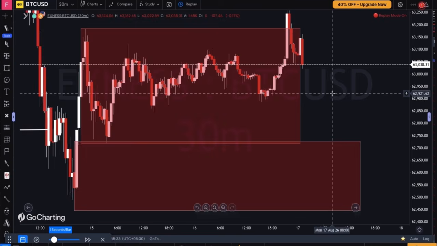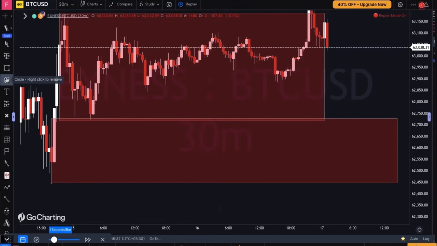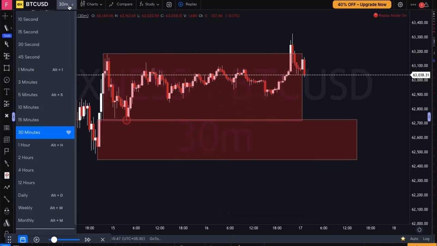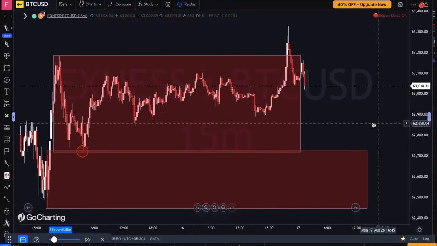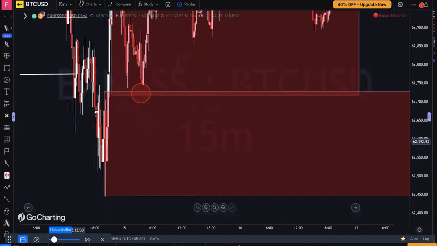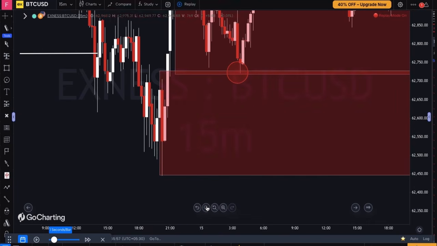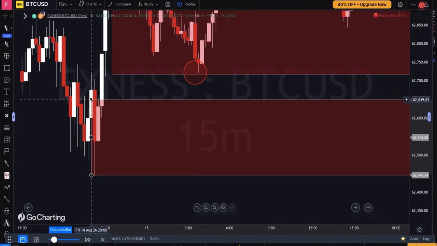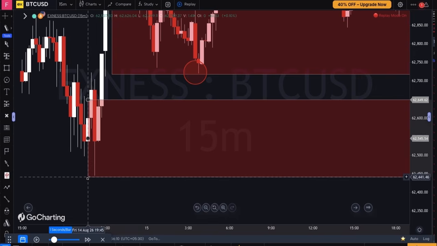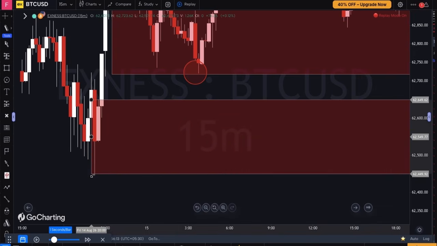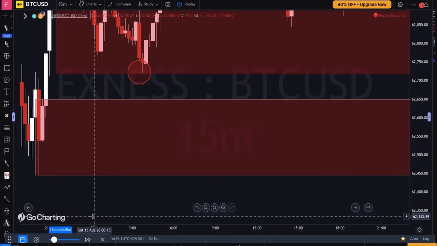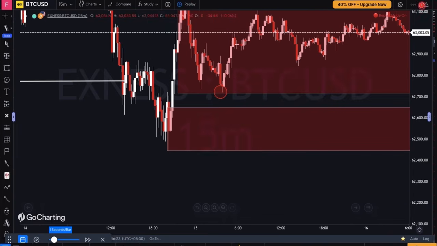But the thing is, this zone is already tapped. So let's refine it. Okay, so this is the area we will be selecting for the entry. Okay.